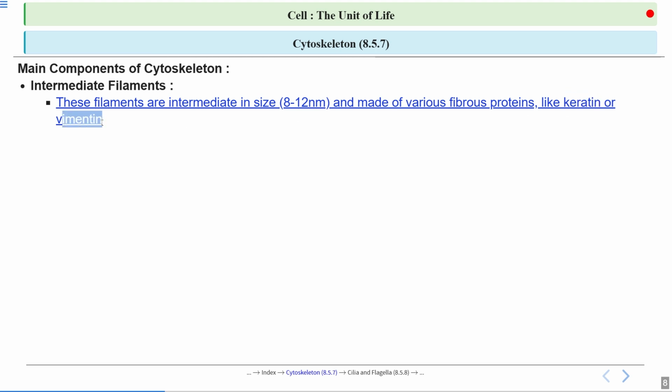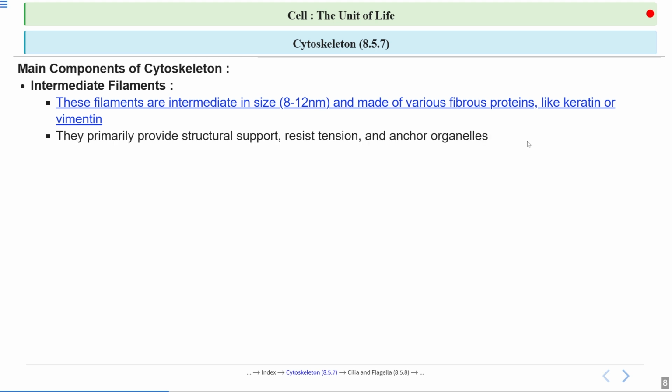So vimentin is a kind of structural protein. Keratin, you must be knowing about keratin also. It is present in your hairs and nails as well. Now, they primarily provide structural support, resistance to tension, and anchor organelles as well. So these are some of the roles of the intermediate filament.